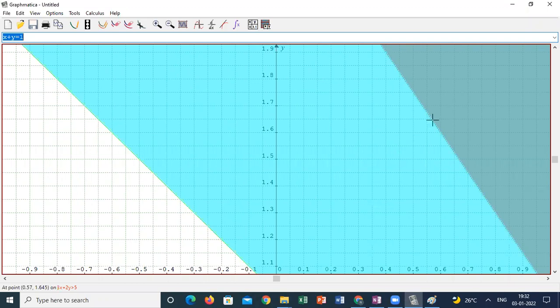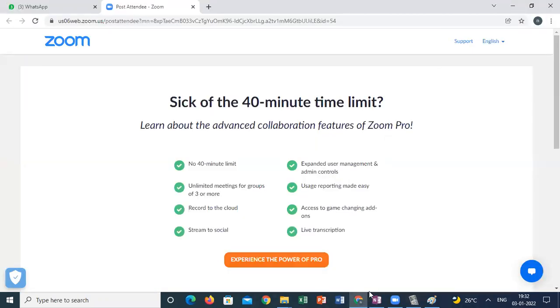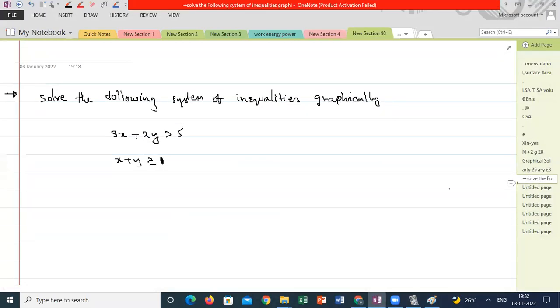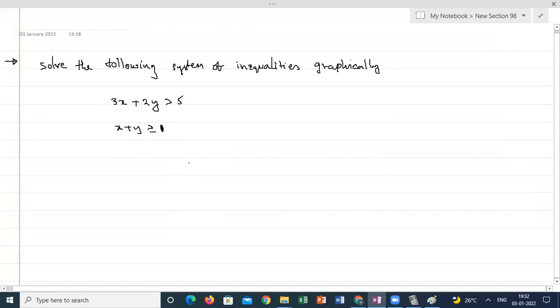So how to handle this kind of question? It's very simple. The way you write and draw the graph will decide this question. First, draw the graph with the help of the inequalities. So I am assuming this equation is 3x + 2y = 5, and I am assuming this equation is x + y = 1. This is my assumption, and draw the graph with these equations. When I draw this graph, I get a graph like this.